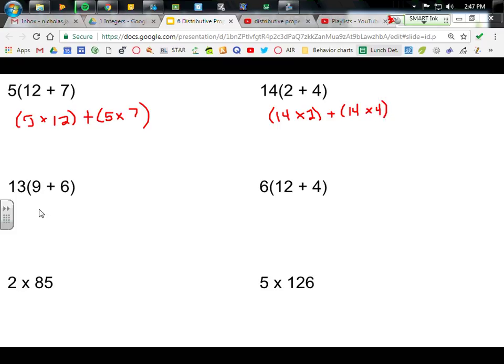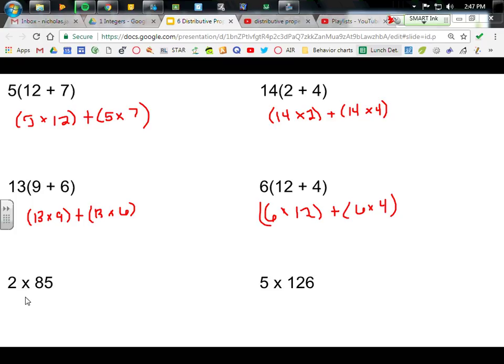13 times 9 plus 6 is the same as 13 times 9 plus 13 times 6. 6 times 12 plus 4 is the same as 6 times 12 plus 6 times 4. All right, now these last two we're going to practice breaking our larger number down into its place values and using the distributive property that way.